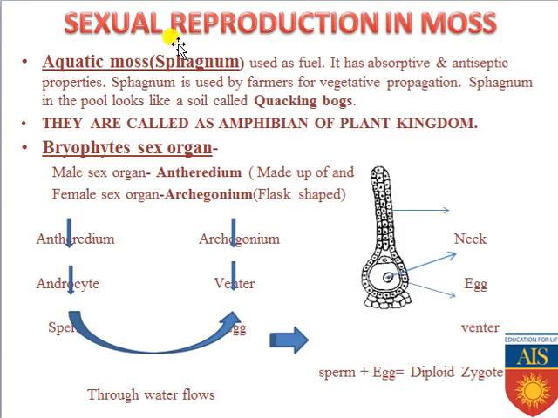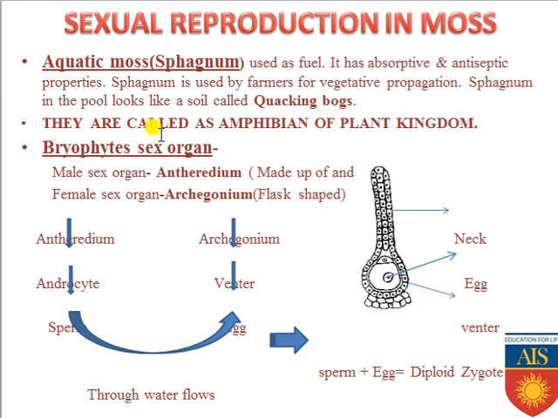First of all, in the bryophytes or moss we have to know about their sexual mode of reproduction. We know that moss are commonly terrestrial organisms, but a few aquatic ones can also be found, that is sphagnum. For example, they are used as a fuel. It is absorptive and has antiseptic property. Sphagnum is used by the farmers for vegetative propagation purposes, and sphagnum in the pool looks like soil. Sphagnum is actually growing in which pool? When the surface of the pool looks like soil, it is known as quaking bog.